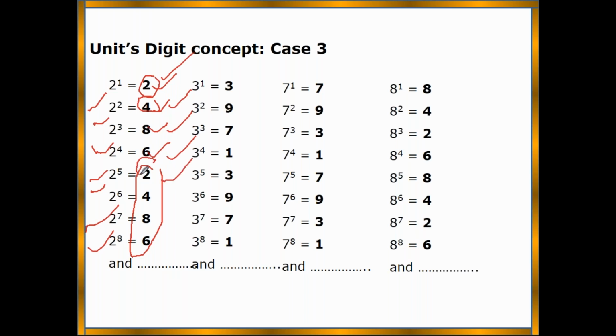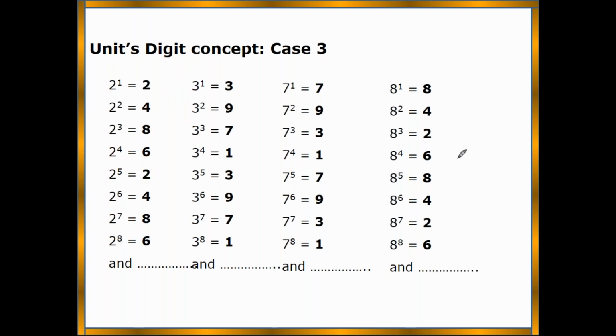What is the 2 power 21 value? 2. So 2 power 21 and 2 power 1 both are same. So that is the clarity: if the remainder is 1, power becomes 1. If the remainder is 2, power becomes 2. If the remainder is 3, power becomes 3. If the remainder is 0, power becomes 4. Why the remainder is 0? 2 power 4 is what value? 16. The logic is same for 2, 3, 7, 8.